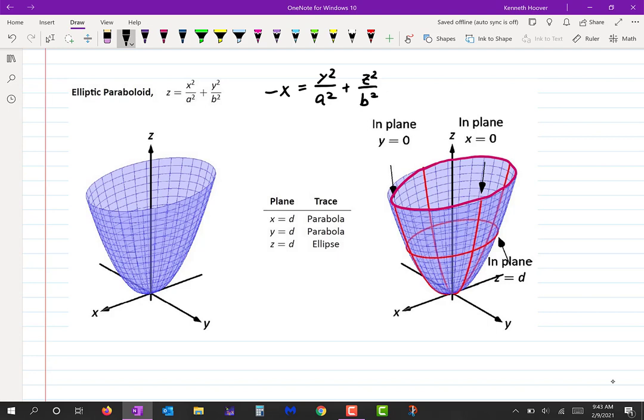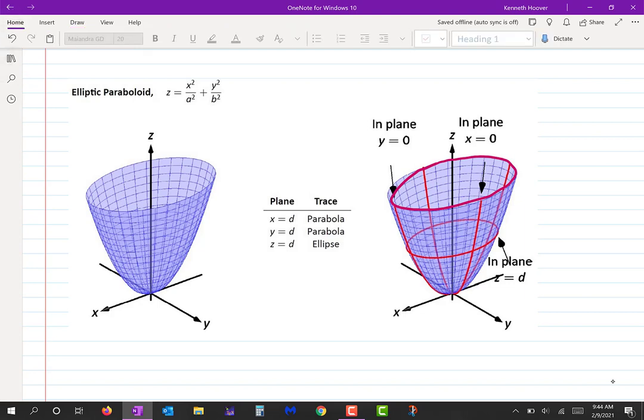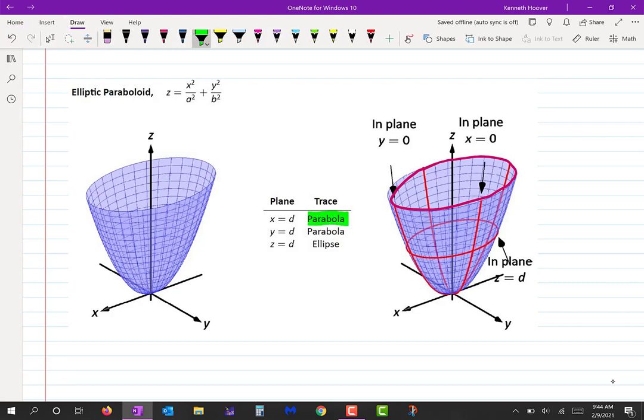So there's lots of different combinations, but what's very important is for you to realize that when one of the variables does not have a squared term, but the other two variables do, then you're going to have an elliptic paraboloid. And the traces will be parabolas in both cases of the variables that have quadratic terms. And the traces will be ellipses in the direction of the variable that does not have a quadratic term.